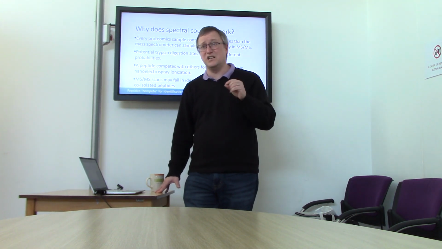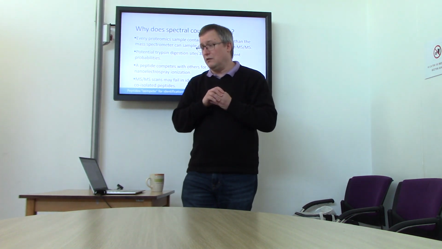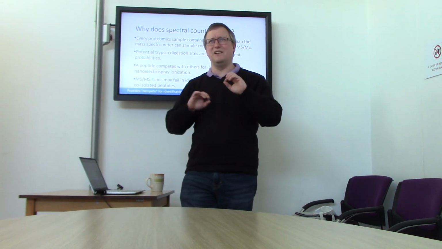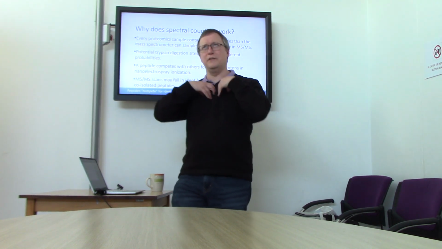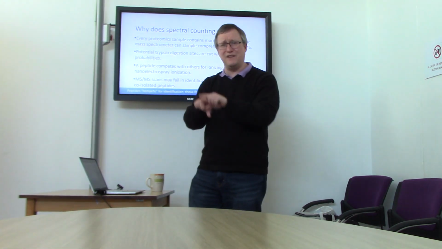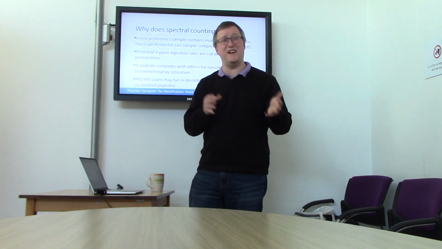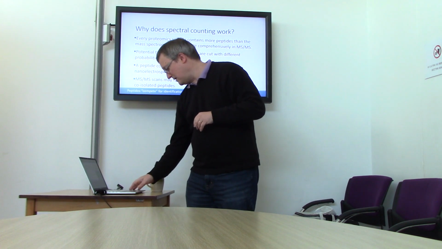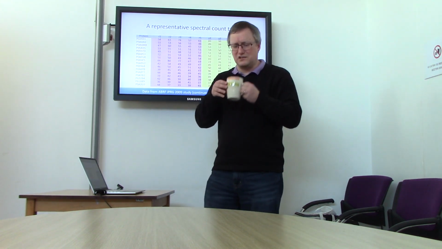It could be that it's too low a signal to noise. It could be that it is a spectrum that results from two peptides that have co-eluted, that come off the column at the same time and have very similar mass to charge values. There are lots of reasons why an MS-MS may fail to be identified. So what comes out is usually a table that looks something like this.